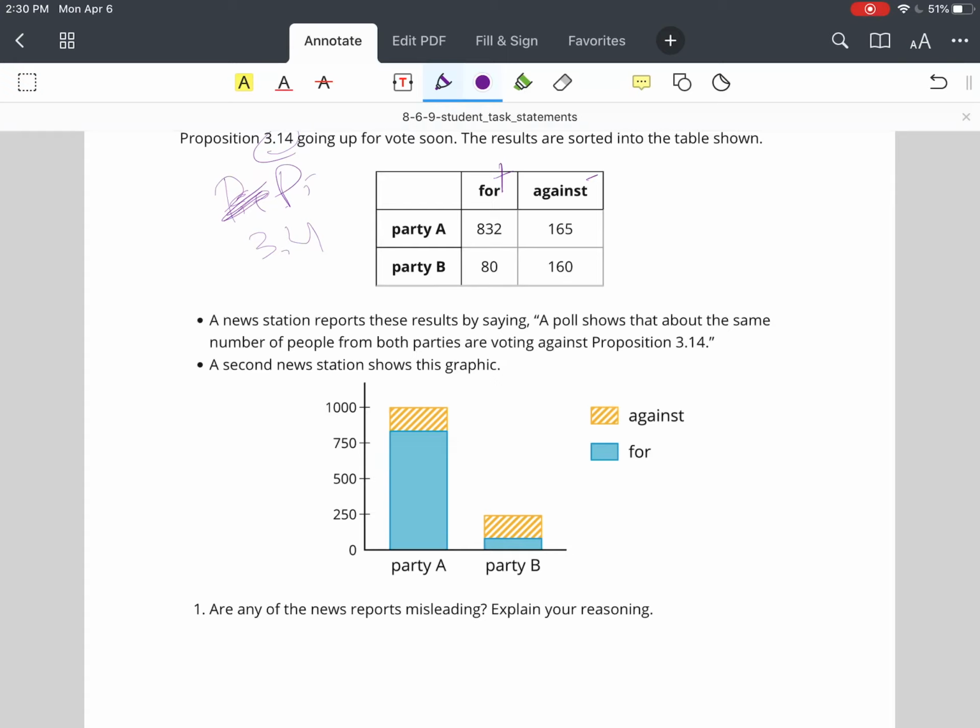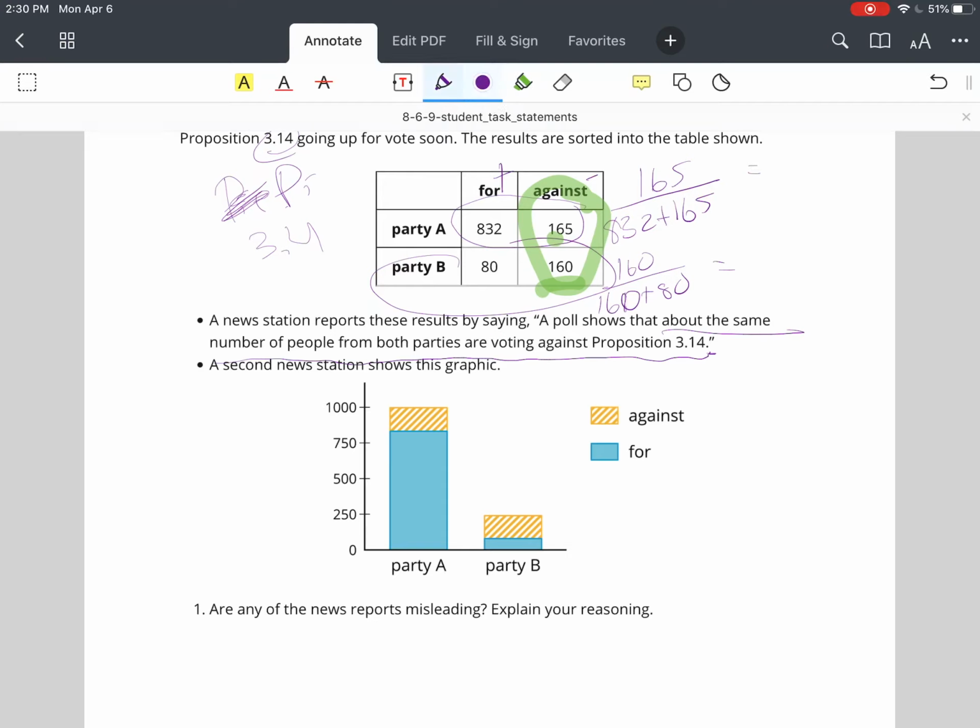Let's take a look at this. If we look at Party A, 165 over 832 plus 165, that's how many are voting against it. And similarly, 160 divided by 160 plus 80 is for Party B. Now, if you look at this, what does it say? A poll shows that about the same number of people from both parties are voting against Proposition 3.14. Is it true? 165 and 160. It's true. About the same number of people are voting against it.